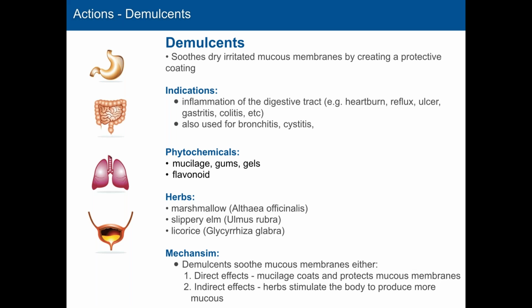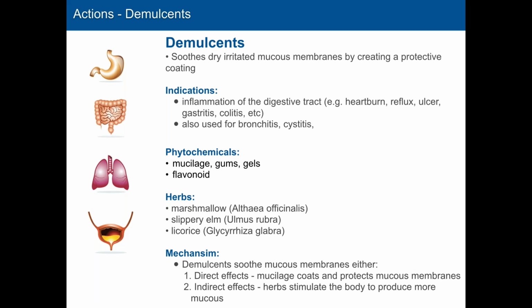It's primarily used for the gastrointestinal tract, but demulcents can also be used for inflammation in the respiratory tract, like with bronchitis. Bronchitis would be the main thing. You could also use it for inflammation of the urinary tract. So things like cystitis, like a urinary tract infection, or maybe a bacterial type of cystitis.